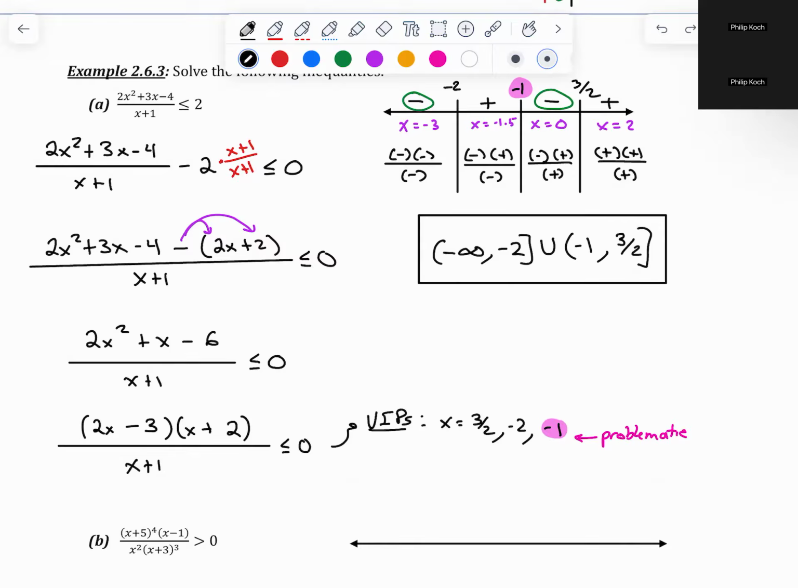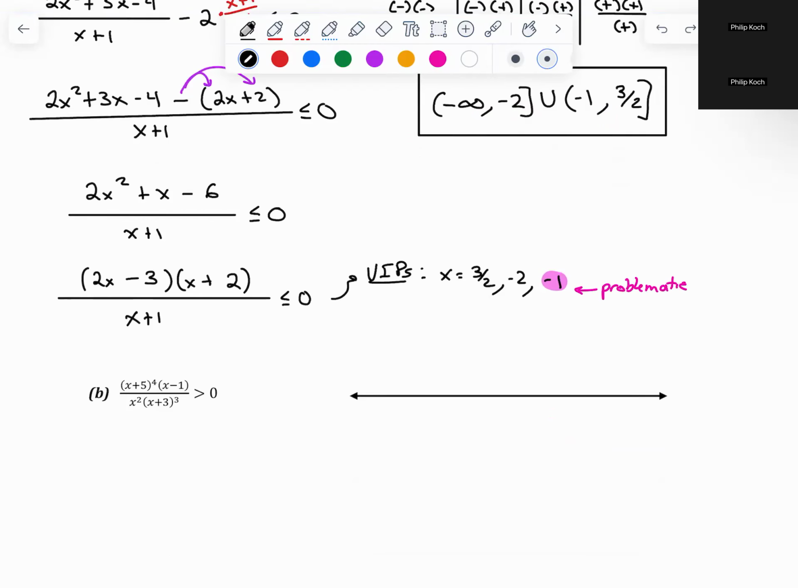So this one's trying to tell you that the difficulty is in the setup of the sign chart and in the final answer. Good news for us is this is strict inequality, so we don't need to worry about including endpoints. So we don't need to worry about problematic VIPs in the long run, but it's still good practice to do so. So we have the VIPs are x equals -5, x equals 1, 0, and -3, with 0 and -3 being problematic.